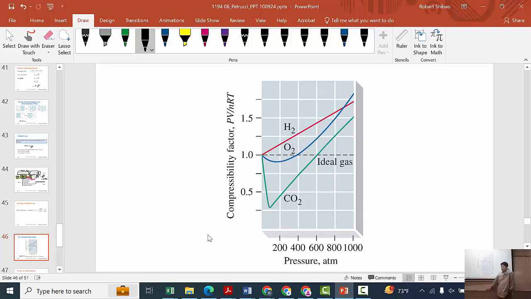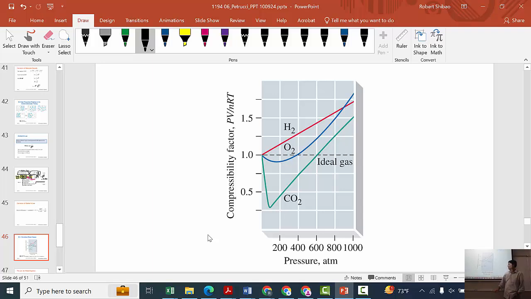Where do we normally work at? One. And at 1, does it deviate much from ideal behavior? No. In fact, this is 200, so there'd be 200 tick marks. So 1 is right there, and everything looks to behave ideally. So when we're at pressures of 1 atmosphere, things behave pretty ideally. Hydrogen, oxygen, and CO2 behave pretty ideally. But we see significant deviations at high pressure.